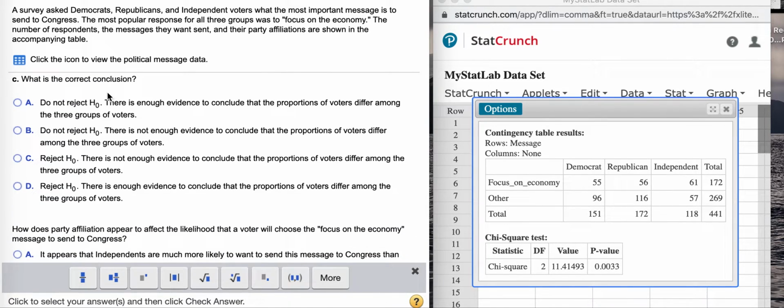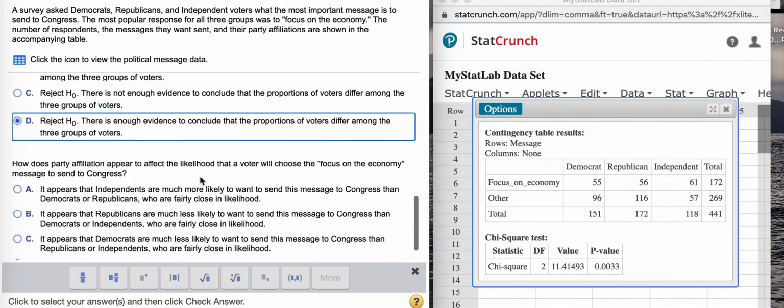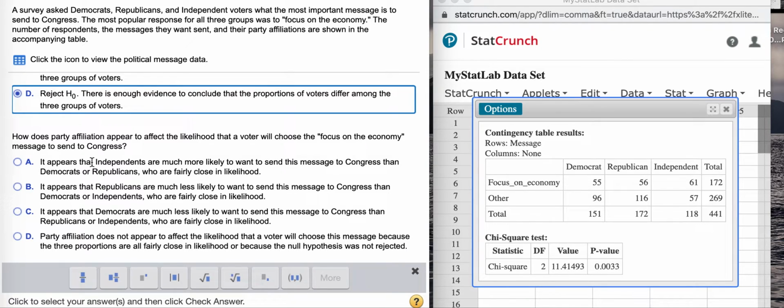So what is the correct conclusion? We reject the null hypothesis. There is enough evidence to conclude the proportions of voters differ among these three groups. So D is our option. And then it asks for a little more explanation.